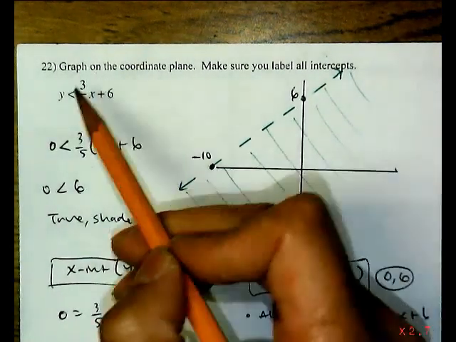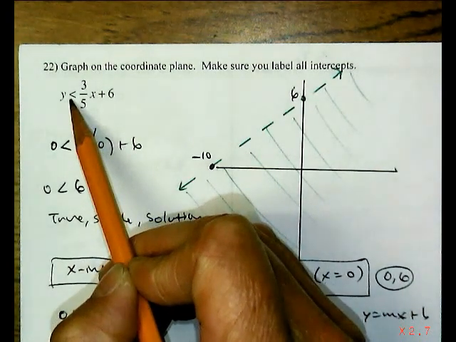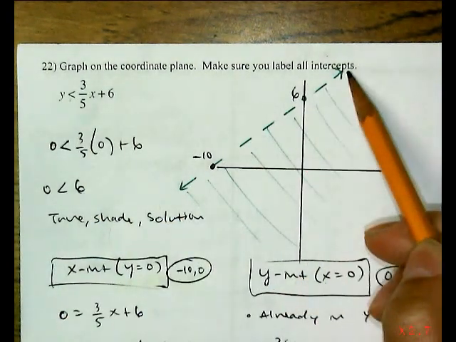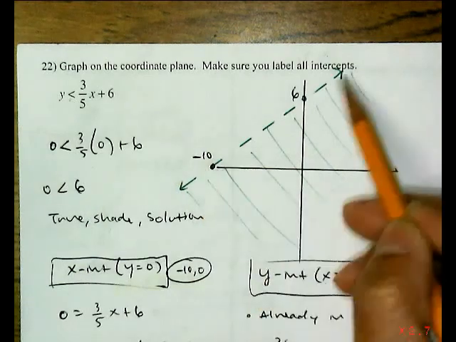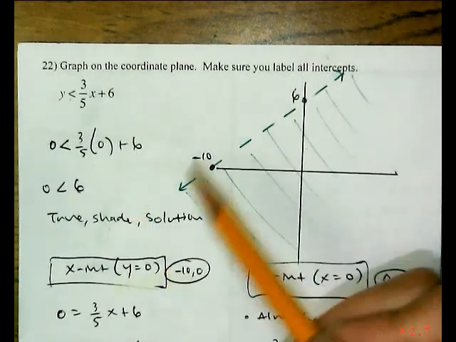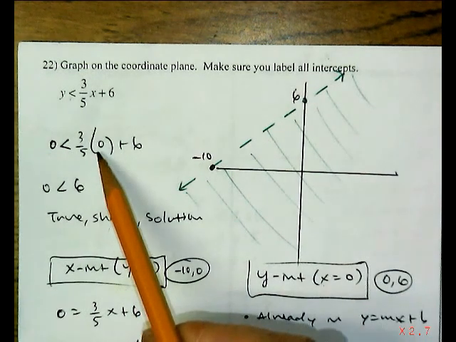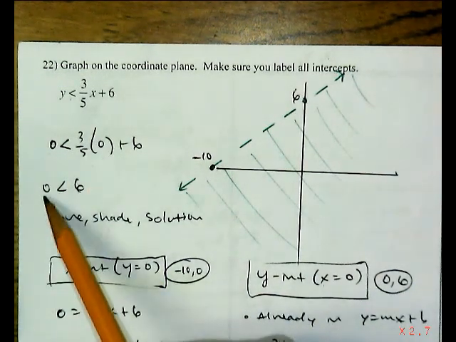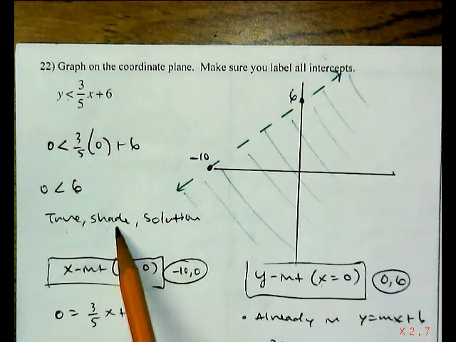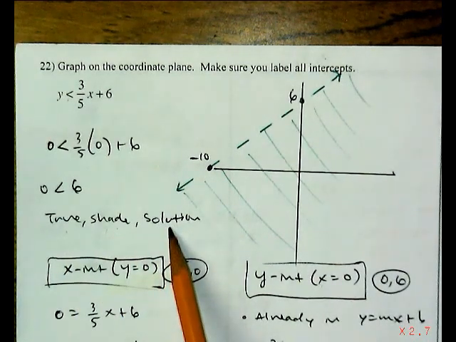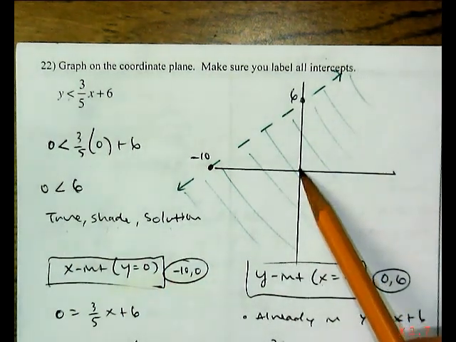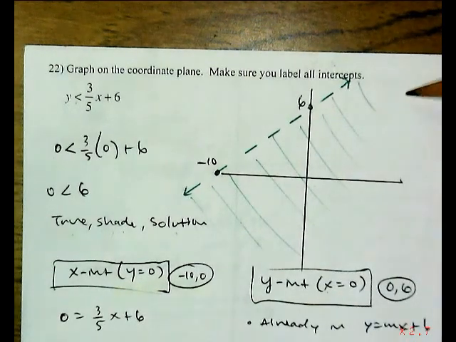So now I know that it's less than. It should be a dotted line. If it was less than or equal to, then it should be solid. Now I'm going to use my test point to understand where I shade. So I substitute 0, 0. That's my test point. 0 times 3 is 0. So 0 is less than 6. This is true. We shade it. That's a solution. So 0, 0 here is your solution. So you shade all of that region.